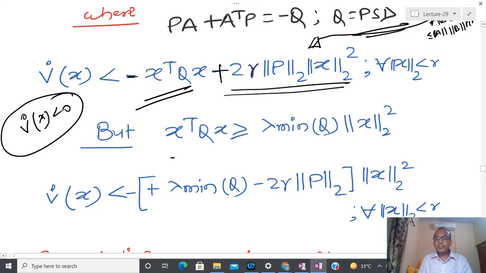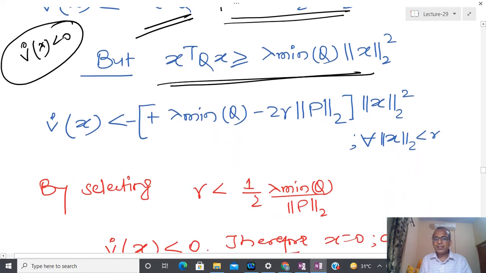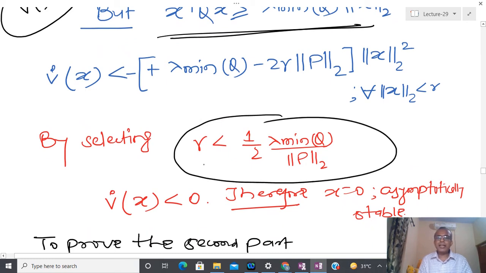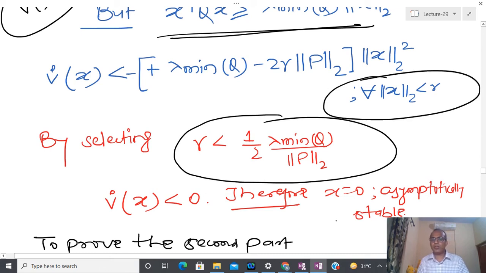Whenever this inequality is satisfied, then only can I guarantee that V dot is less than 0. From here you can see that if this condition is satisfied, that is, if I select gamma by this relation, then I can tell that V dot of x is less than 0. These whole things are true in this region only, when the trajectory is in the ball of radius less than r. In this way I can tell that x equal to 0 is asymptotically stable.